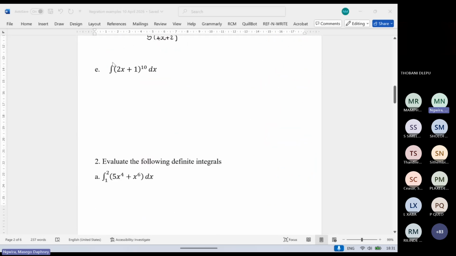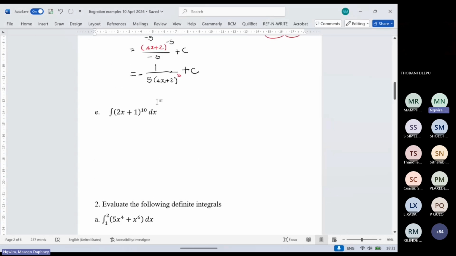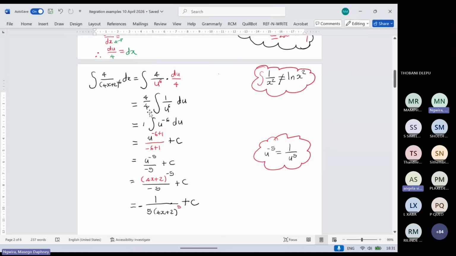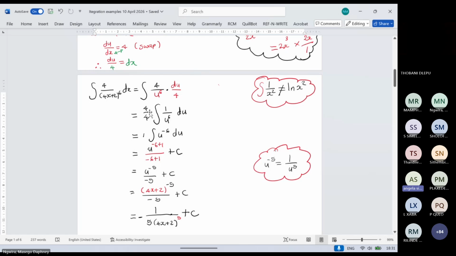And then now let's move on to E. So E again, this is a composite function. We have 2x plus 1 to the power of 10. We cannot simplify 2x plus 1 to the power of 10. Ma'am, can I ask a question before you continue with the question? Yes. I wanted to ask on D. Yes, on D.